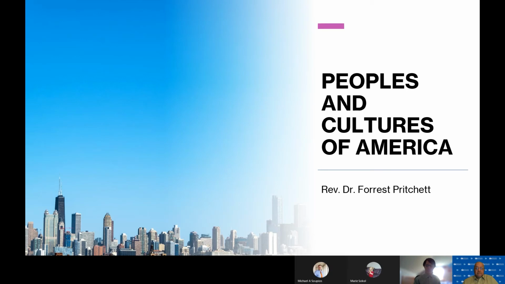I'm the Reverend Dr. Forrest Pritchett, a member of the Expo committee and a member of the faculty at this university. Today, we're going to be looking at the area of the peoples and the cultures of America. And our interest in this subject really goes back a few decades when we realized that among our student body, there were many questions about immigrants, issues around who owns America, how did America get started, and who belongs here right now.